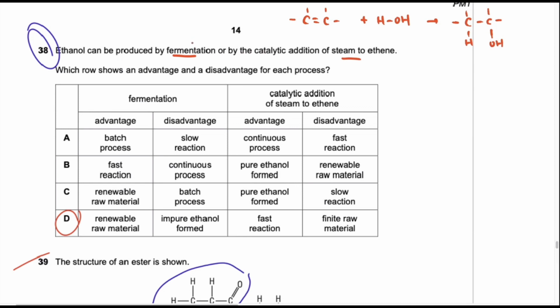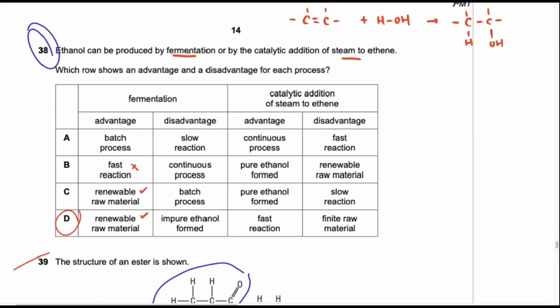fermentation is renewable. In fermentation, we use carbohydrates. For example, you can use grapes, you can use rice to form the alcohol. Of course it is renewable because we are using food that we can just grow again and again, so it's renewable. Renewable is correct. If you say fast, it is wrong.